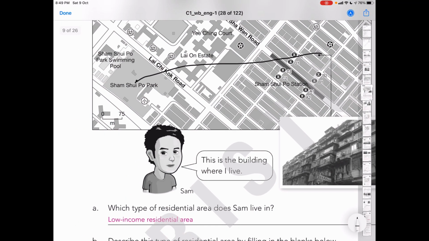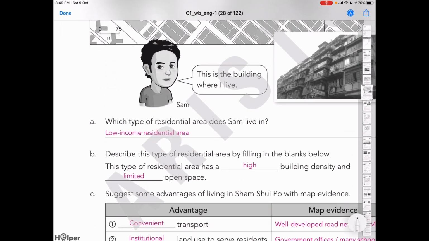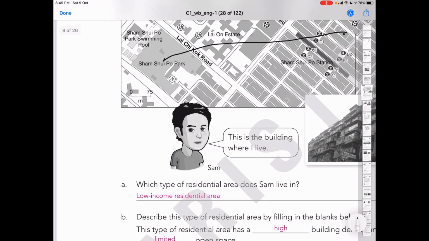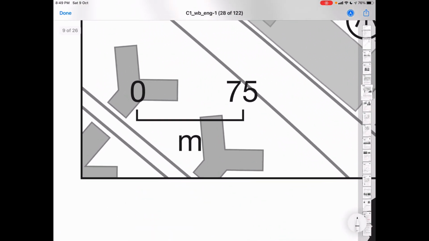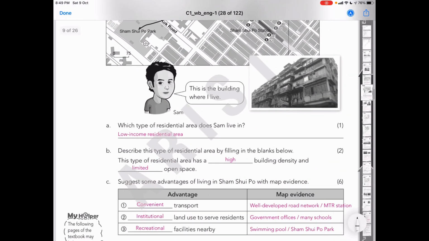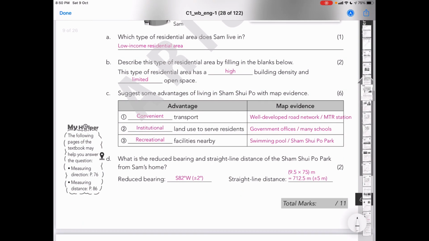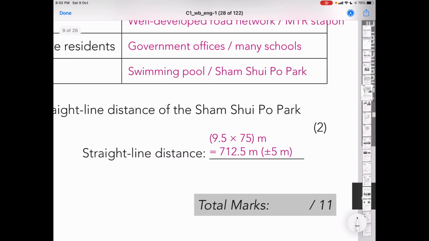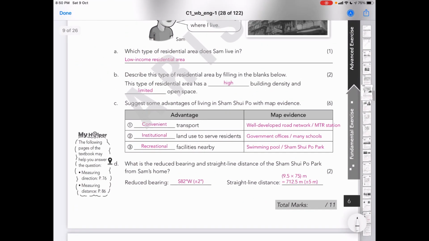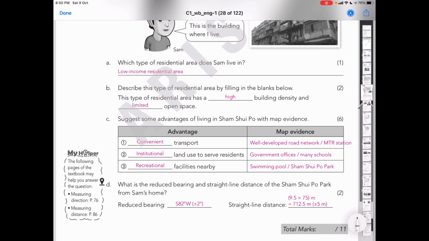Okay, then if you measure this, it should be 9.5 cm, isn't it? 9.5 cm, and then again, you can see 1 cm to 75 m, 1 cm to 75 m, and then you multiply it all together, and the answer should be 712.5 m. Some allowance is allowed, so this is the correct answer of page 6. And I really suggest you have a revision about the reduced bearing.